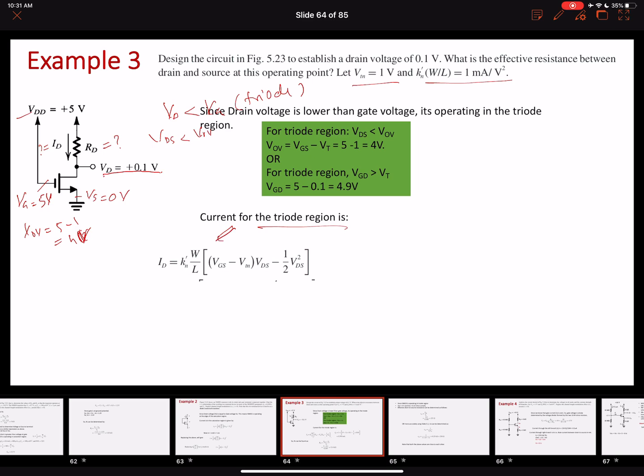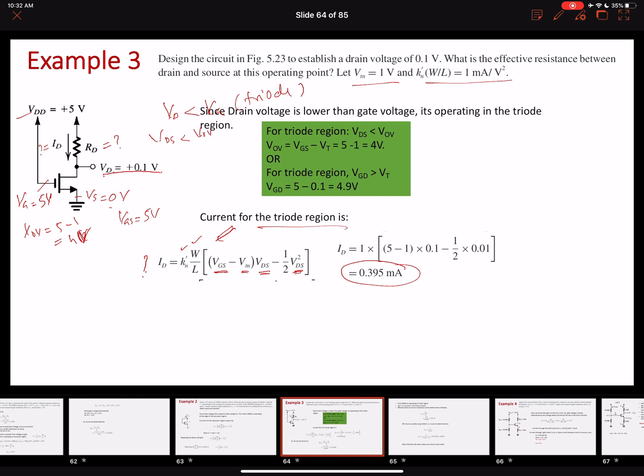We are interested in finding out this ID value, so let's look at whether we have the other values available. Our Kn dash W over L is here. The gate to source voltage is 5 volts. Our threshold voltage is 1 volt. Our drain to source voltage is 0.1 volts. By putting all these values in, we ended up finding the drain current to be 0.395 milliamperes.